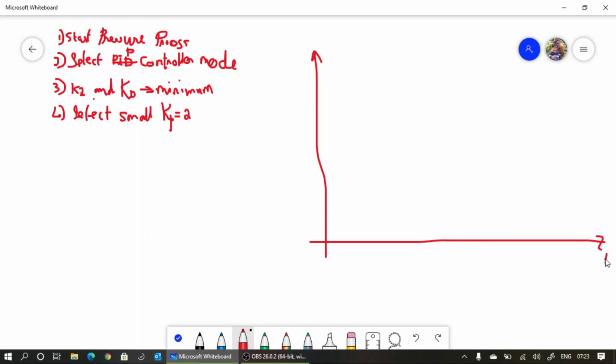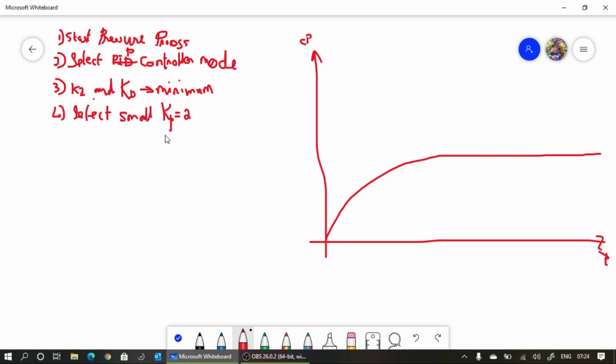So this is time, this is the controlled variable Cp. After giving this step input, you have this type of response. Am I correct? By selecting a small value, say Kp equal to 2, you have this one. So now what you have to do? Slowly increase the value of Kp. You are already experienced with that from the first experiment.